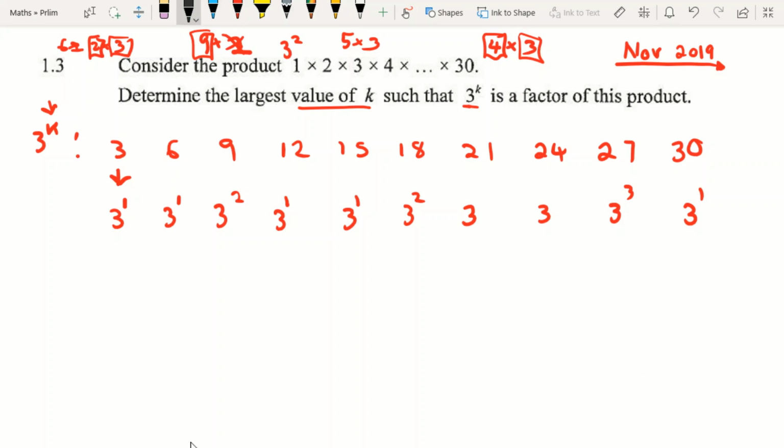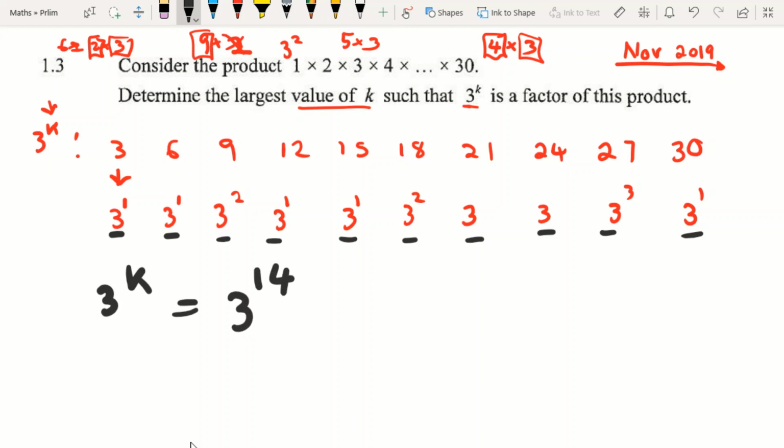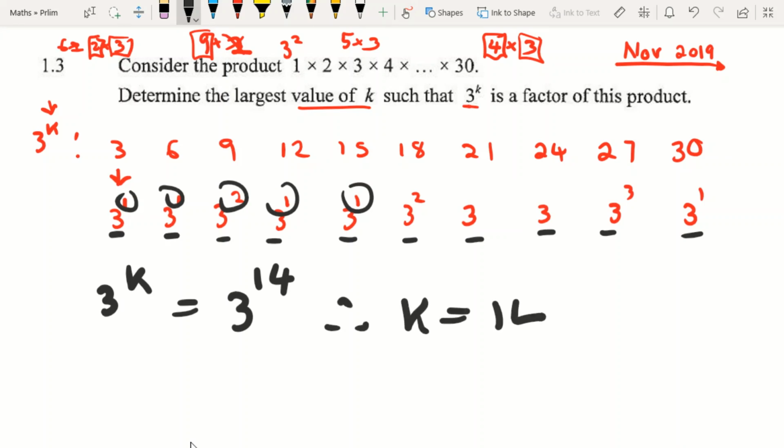So now that we found this, we're going to say 3 to the power of k is equal to, so just going to add the powers of all the bases here. If you add the powers, you're going to have 3 to the power of 14 if you count all these powers here, all of them. If you count them all, you should get 14. And then you have the same bases here, so 3 to the power of k is equal to 3 to the power of 14, so therefore the k value is equal to 14.